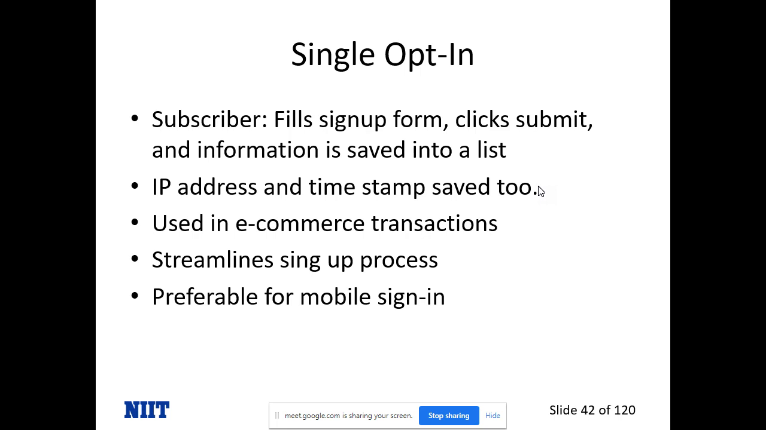ठीक है, तो जैसे ही कोई भी whosoever comes in and subscribes, you are going to take his IP address also. MailChimp is going to take his IP address and timestamp also. Right, and why do we take these things? Because these things are used for e-commerce transactions. आप e-commerce transactions में क्या क्या होता है? You know that once you visit an e-commerce website, you see a single product of any particular category, and then you happen to see those products everywhere. Right? So streamline sign-up process, preferable for mobile sign-in. So this is basically what they are talking of.